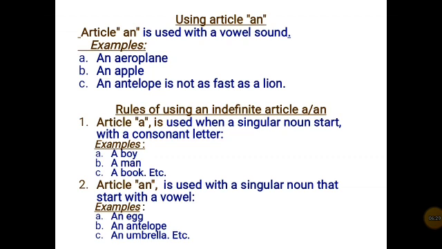Examples: A, an egg. E-double-G, E is a vowel letter, therefore we are going to use an as an article. B, an antelope. Antelope started with A. A is a vowel letter, therefore we're going to use an. C, an umbrella. U is a vowel letter, therefore we're going to use article an, etc. So those are the first two rules of using indefinite article A and an.